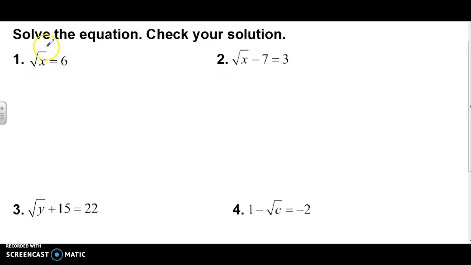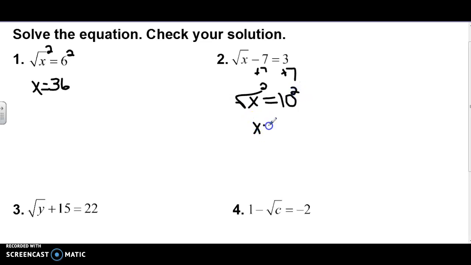So the first thing we're going to do for this one, all we can do is do the inverse of the square root, which is square both sides, and we get x equals 36. For here, we want to add 7 to both sides first. And we get square root of x equals 10. So you're asking yourself, the square root of what equals 10? Well, if we square both sides, we'll find out. That would be 100.